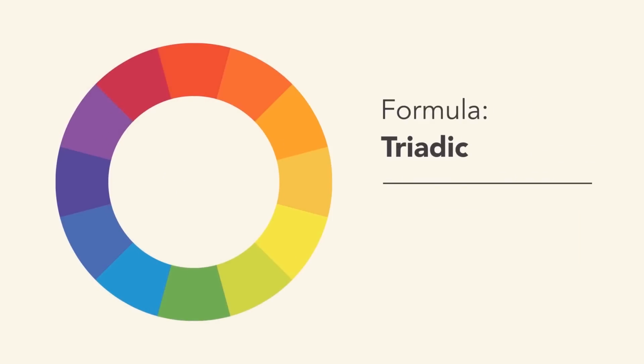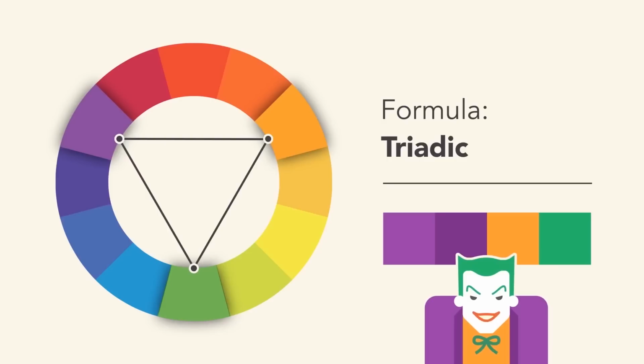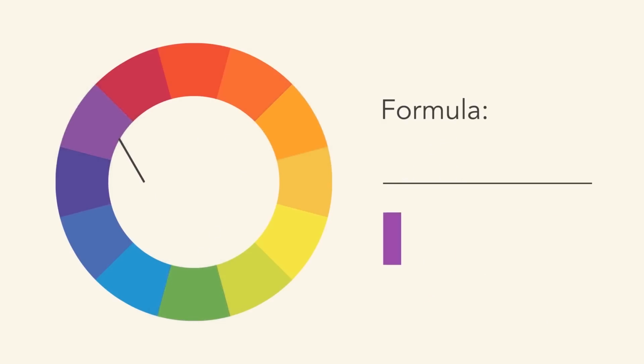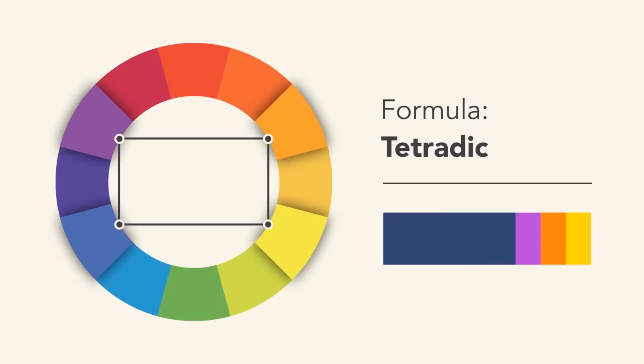A triadic color scheme uses 3 colors that are evenly spaced, forming a perfect triangle on the wheel. These combinations tend to be pretty striking, especially with primary or secondary colors, so be mindful when using them in your work. Tetradic color schemes form a rectangle on the wheel, using not 1 but 2 complementary color pairs. This formula works best if you let one color dominate while the others serve as an accent.